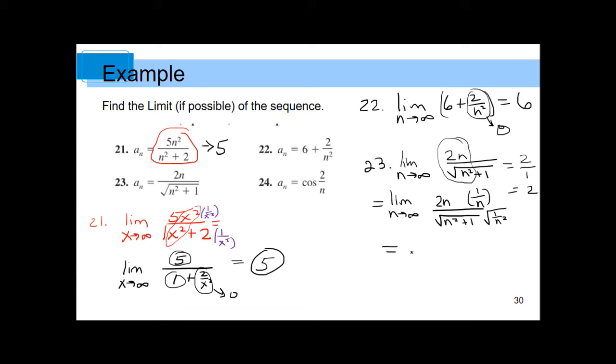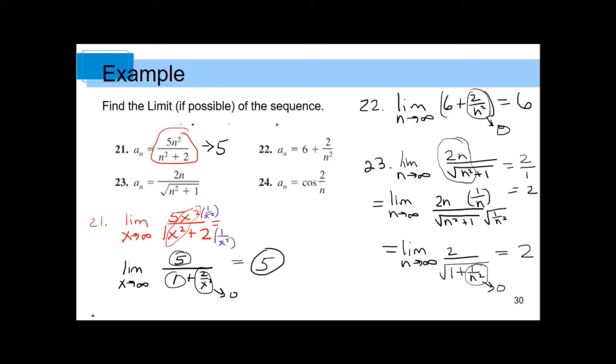So we're going to have the limit as n goes to infinity of 2n times 1 over n, which is just 2. Distributing the 1 over n squared throughout the radical, we have n squared over n squared, which is 1, plus 1 times 1 over n squared, which is 1 over n squared. So as n goes to infinity, the constants stay the same, this guy goes to 0, and we just have 2 over 1, or 2, which is what we thought we were going to get.